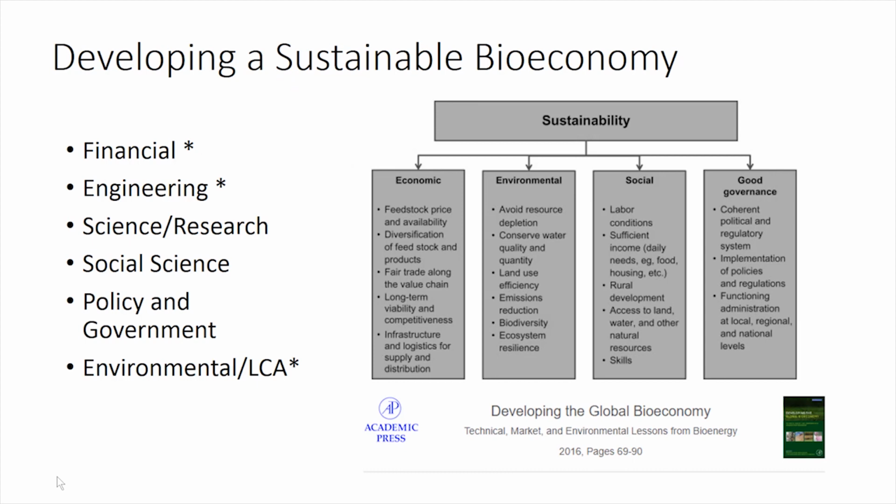So, the success of the bioeconomy and us using bioproducts depends on it being sustainable. And you can see that there's a lot of things that go into it being sustainable. We've talked about economic, environmental, and social sustainability. All these things have to happen for bioproducts for them to be successful. We also need to have good governance. And so, developing the global bioeconomy is going to hinge on all of those pillars of sustainability.